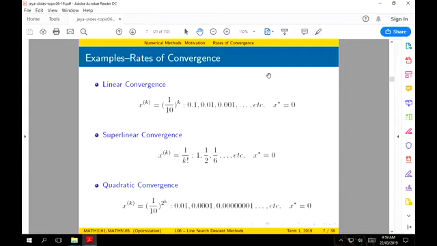Xk goes to x star. Of course, xk converges to x star, that's the limit. No, x star is the limit point of xk. You know xk converges to x star, so the distance is 0. By definition, xk minus x star goes to 0. This is by the assumption that x star is the limit of xk. So that goes to 0.